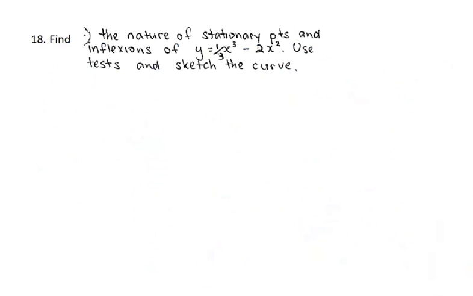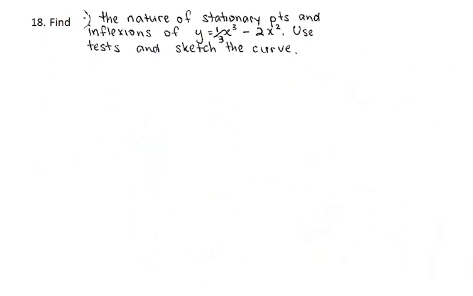So now moving on to question 18. We want to find the nature of stationary points and inflections. Here we have y is equal to 1/3 x cubed minus 2x squared. We want to use the tests and sketch the curve.